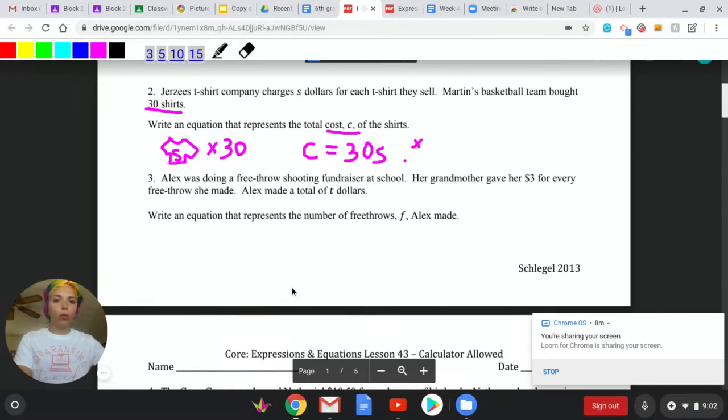Alex was doing a free throw shooting fundraiser at school. Her grandmother gave her $3 for every free throw she made. Alex made a total of T dollars. Write an equation that represents the number of free throws Alex made.